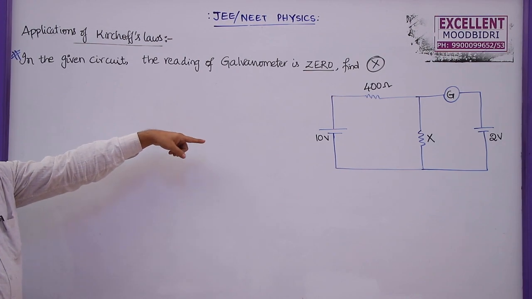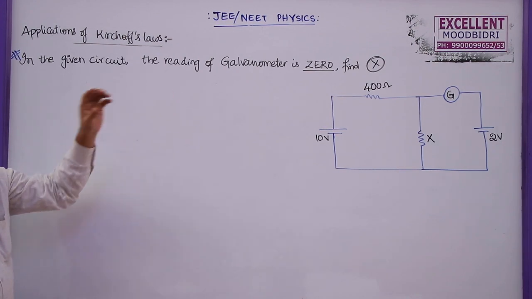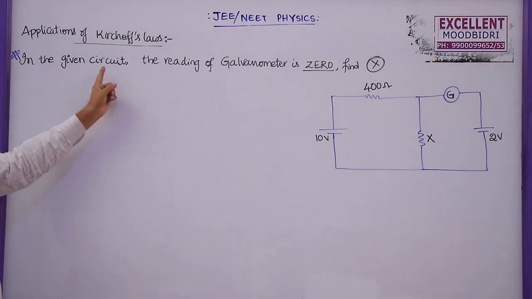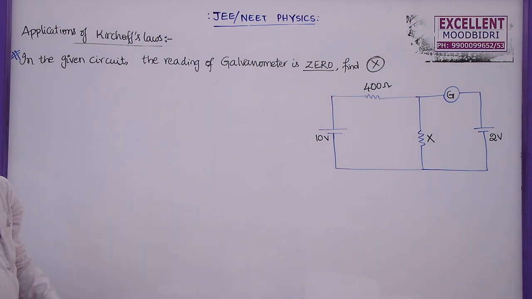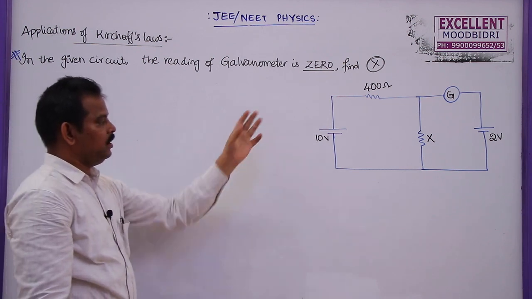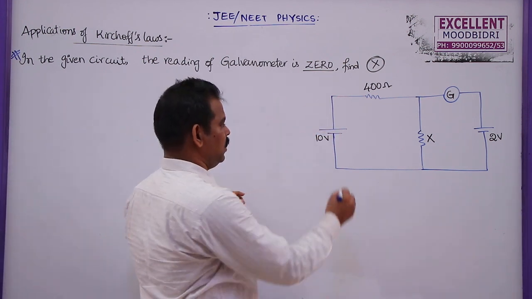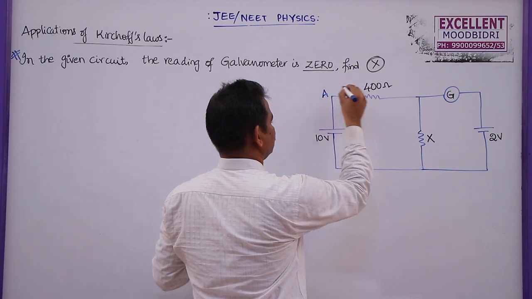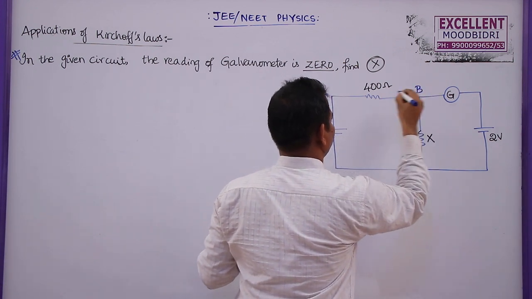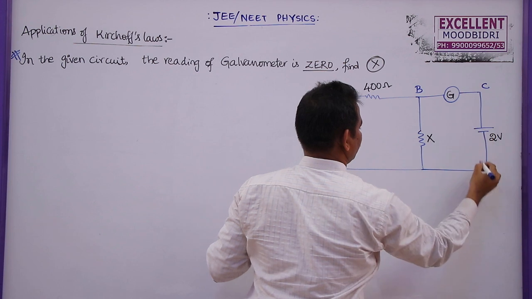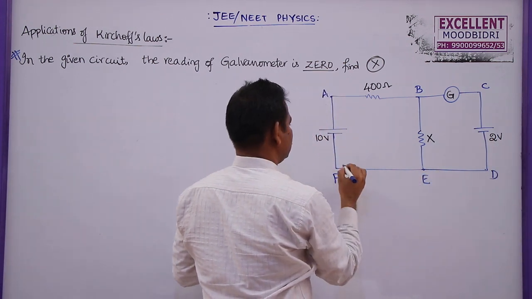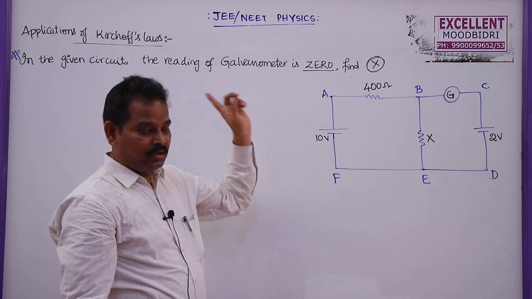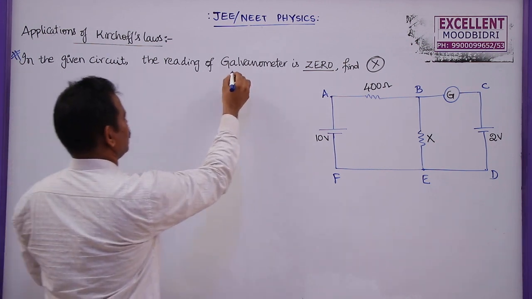See this problem. This question was given so many times in competitive exams. In the given circuit, the reading of the galvanometer is 0. So find that X value, the X resistance. Now, to apply Kirchhoff voltage law here, first let me take some points. This is A, this is junction B, this is C, this is D, junction E, and let us say this is F. In this problem it is given that the reading of the galvanometer is 0.